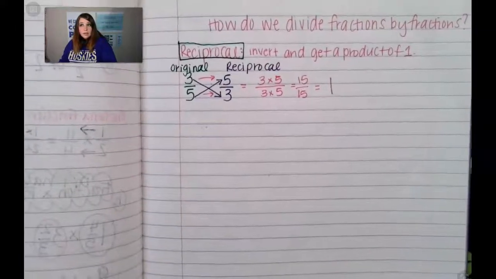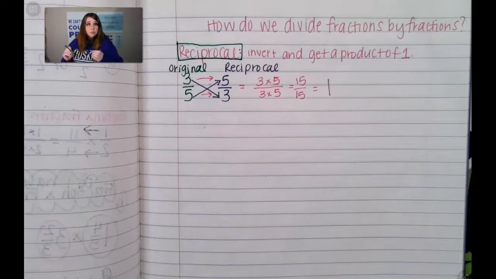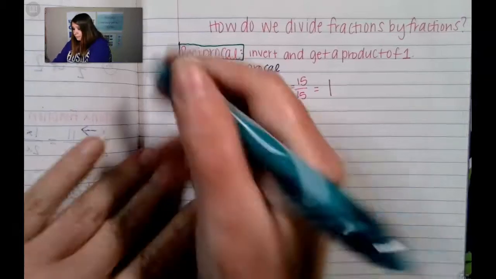In elementary school, you learned keep, change, flip. Last quarter, you used keep, change, flip. So we're just going to review and reuse those same strategies: keep the first number, flip that second number so that we can change that division sign to a multiplication, and do what we did last week.